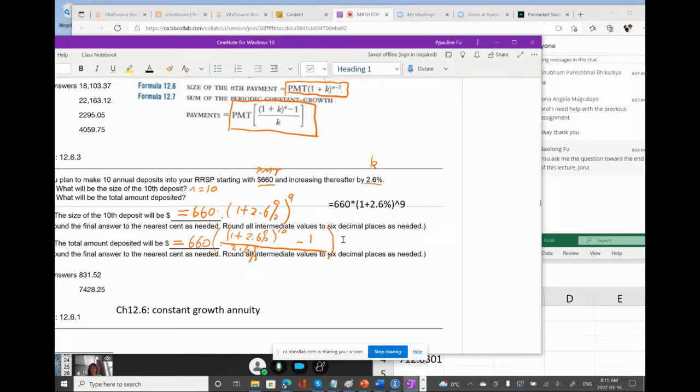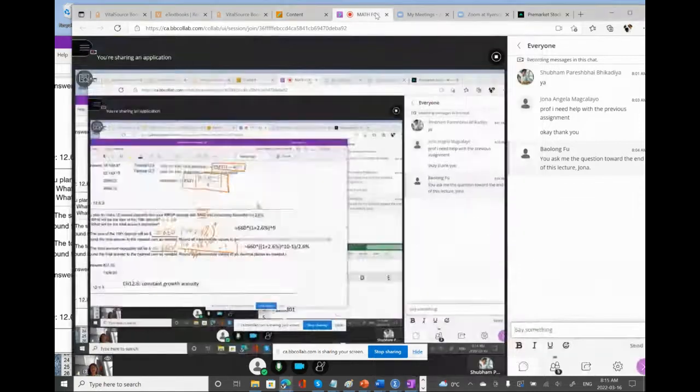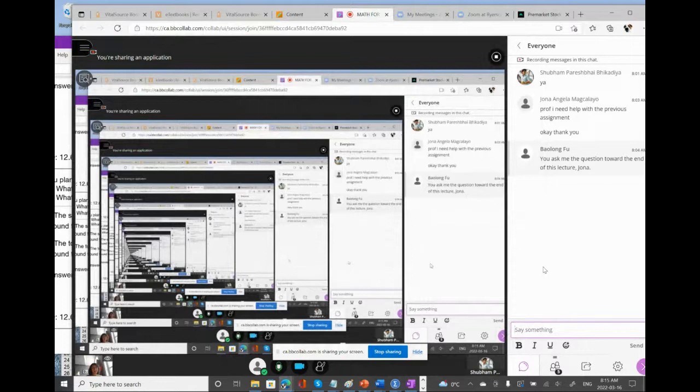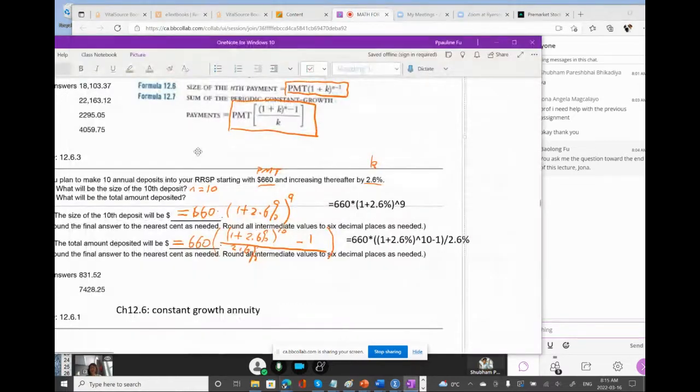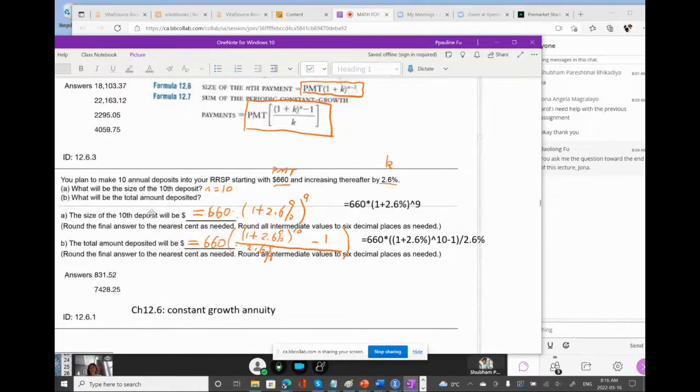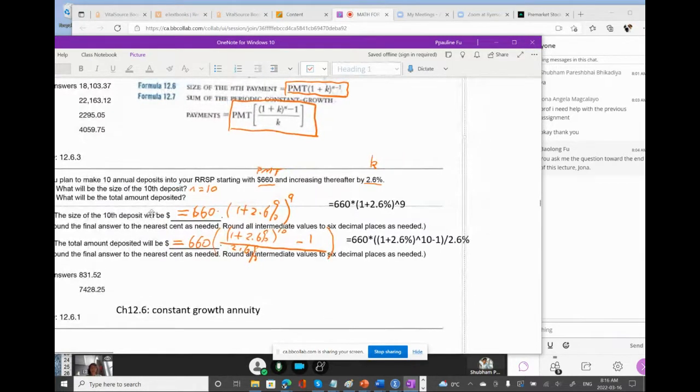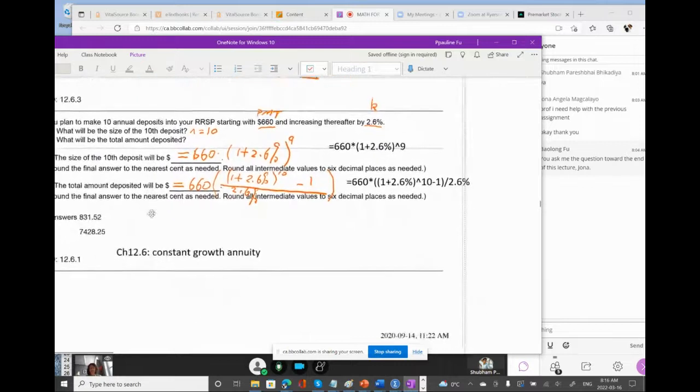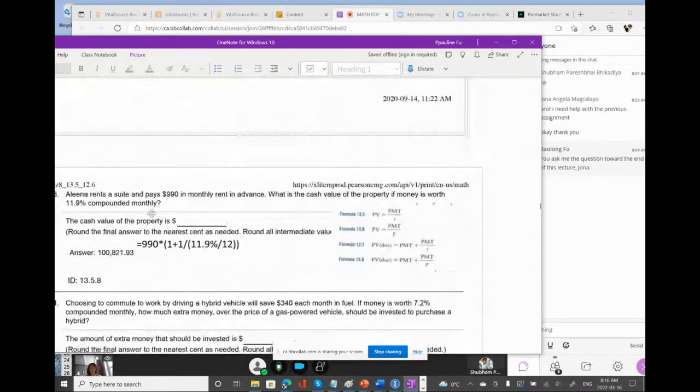So this is the second one. So any questions? Let me check. Okay. So far so good, everyone. So for constant growth annuity, no calculator method, it is just the formula. Okay. All right. So shall we move on to the next question?